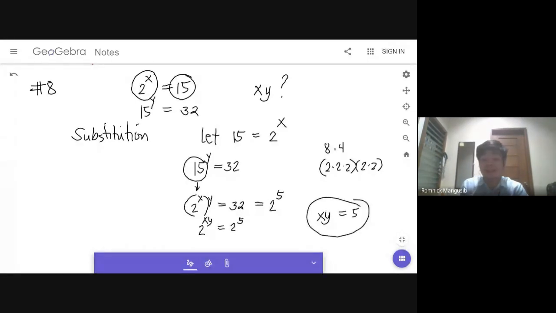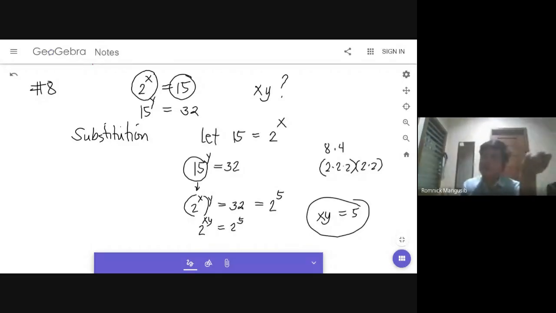So ganun lang, no? I tried that to some of my classes without them knowing na may katulad siyang problem in the LMS. And you know, ganyan lang ang gagawin niya. Nag-solve ba tayo? Sinolve ba natin kung anong value ng x, anong value ng y?